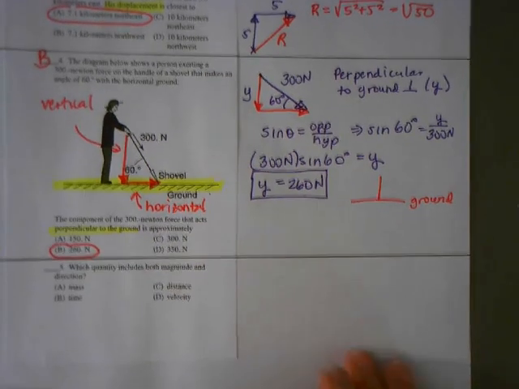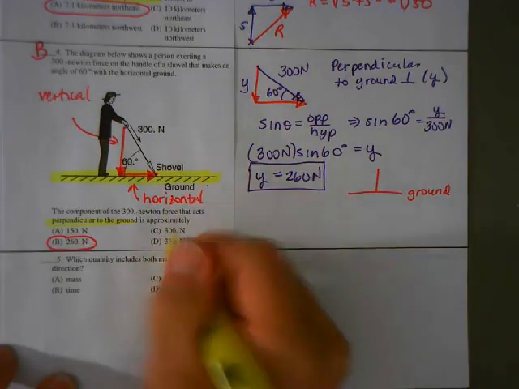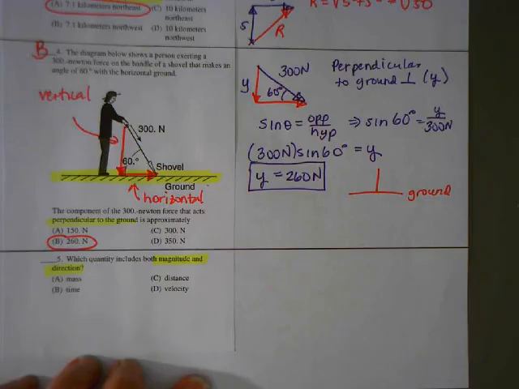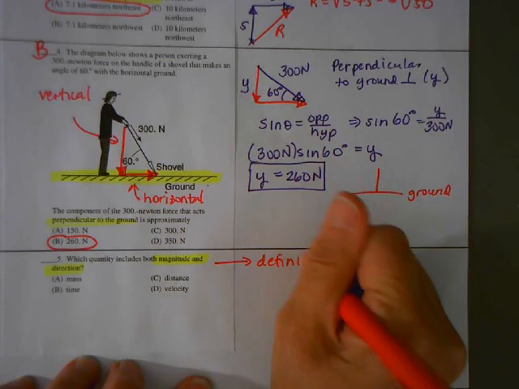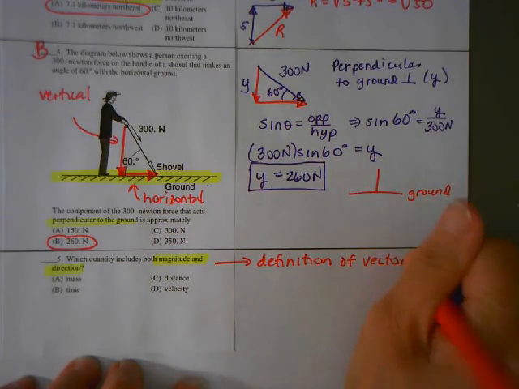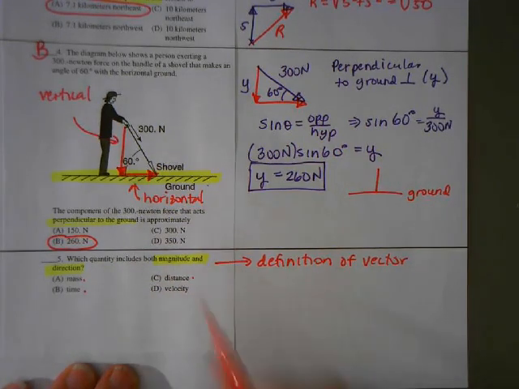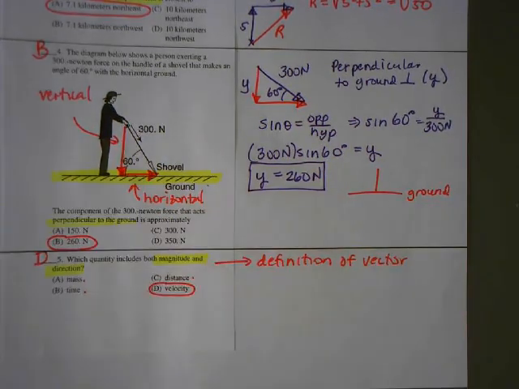Which quantity includes both magnitude and direction? Well, magnitude and direction, that's the definition of a vector quantity. So again, magnitude and direction, this is the definition of a vector. So now I'm going to look at this. Mass has no direction. Time has no direction. Distance I know is scalar. So the answer is going to be D, velocity.